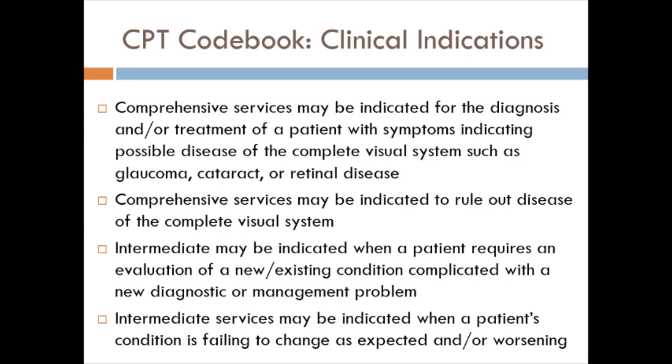For the intermediate, what the CPT codebook says is that it should be a new or existing problem complicated by a new management problem. And I have talked to literally dozens and dozens of doctors that get stuck on this literal definition in the CPT codebook about when you can use an intermediate exam. The codebook says you've got to have an existing problem, let's say the person's got glaucoma, and then it's got to be complicated by a new problem. So let's say that they all of a sudden develop dry eye. And if you didn't have that exact combination, then you're not supposed to report an intermediate level service.